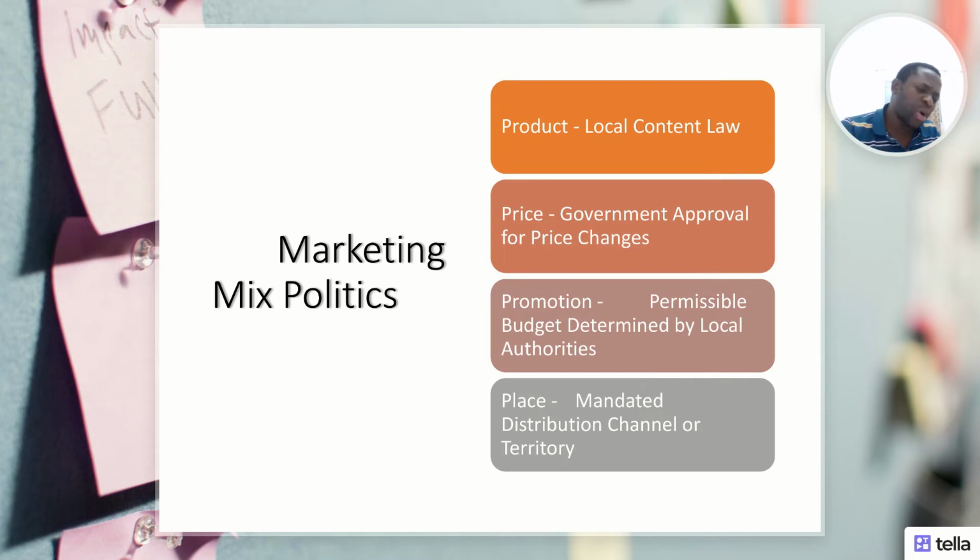You need to also be aware of what we call the marketing mix politics: issues to do with product, like the local content law. What does it say? Because it differs. Price: government have approved the pricing. Promotion: permissible budget determined by local authorities. The place: the kinds of distribution channels which you are going to use or adopt is also quite important.